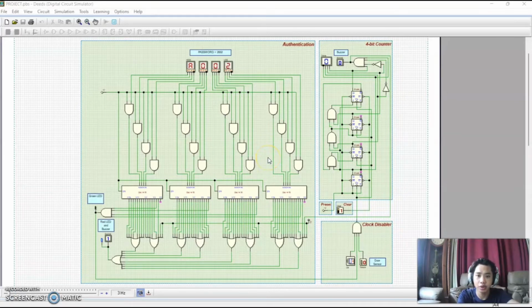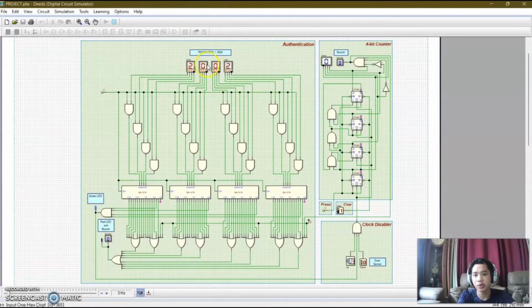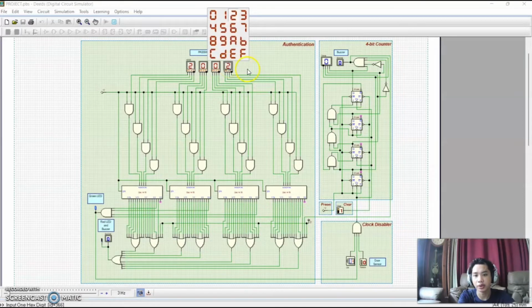In this video, our group will be presenting our group project, which is the electronic piggy bank. Our system consists of three parts: authentication, a 4-bit counter, and the clock disabler. For the authentication, we're going to input the password, which is 2, 0, 0, 2.